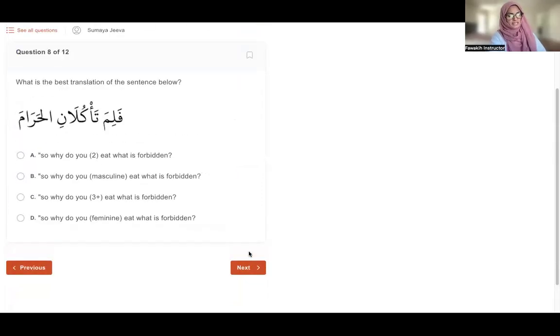Okay, what's the best translation here? فَلِمَ تَأْكُلَانِ الْحَرَامِ. A. Yes, why? Yes, exactly. Takulani too. So it's this one. Okay.